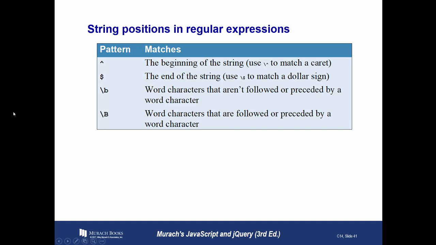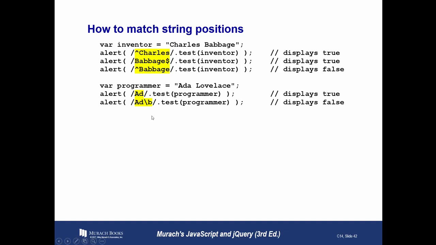All right. If you start a pattern with a caret, that means begins with. If you end a pattern with $, it means ends with. All right. Notice there's a backslash small b, which matches word boundaries, characters not followed or preceded by a word character, and with a large B, those that are preceded by a word character. And some examples.